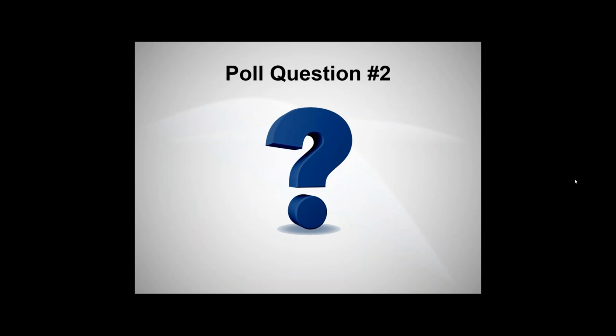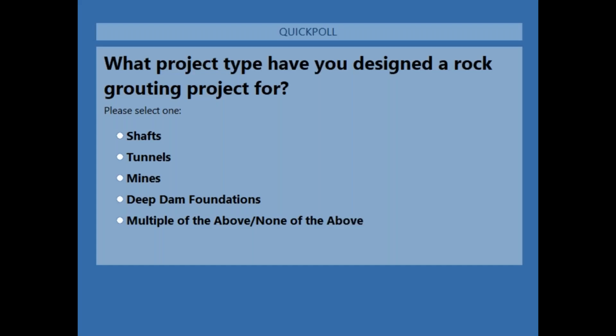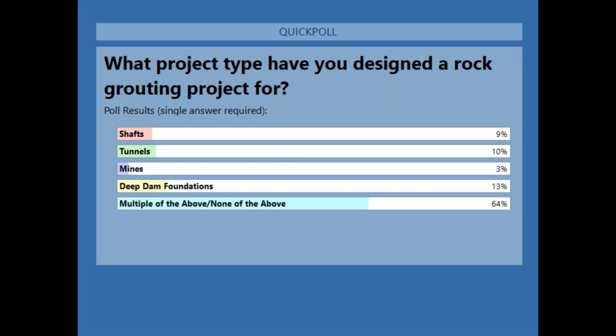Great, thanks, Adam. So we'll jump into quick poll question number 2, and it should be launched on your screen. The question: what project type or types have you designed a rock grouting project for? Shafts, tunnels, mines, deep foundations, multiple of the above, or none of the above? Give it about 10 more seconds. All right, let's close it out. Share the results. 64% say multiple of the above or none of the above. Let's just hope that most of those are multiple. We ran out of space for questions there, so we threw them both in.